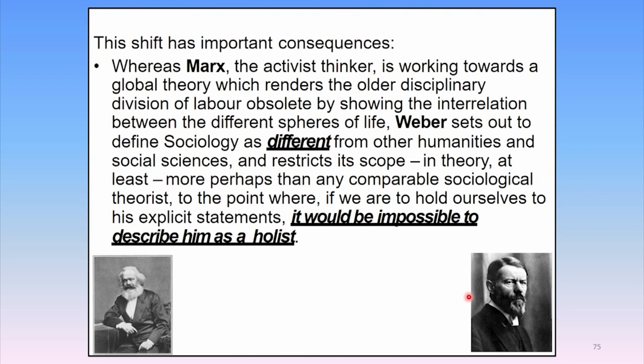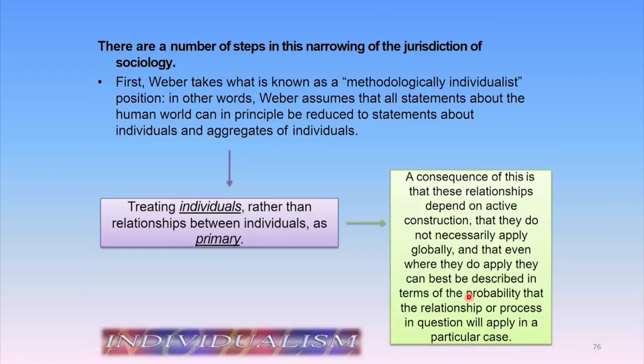Weber sets out to define sociology as different from other disciplines within humanities and social sciences and restricts its scope and ambit, at least in theory, which compels us not to describe him as a holist. There are a number of steps that we have discussed in this narrowing of the jurisdiction of sociology, of the scope and ambit of sociology.